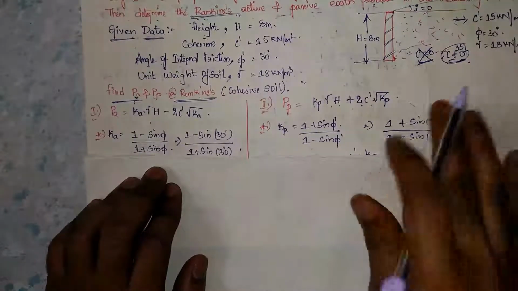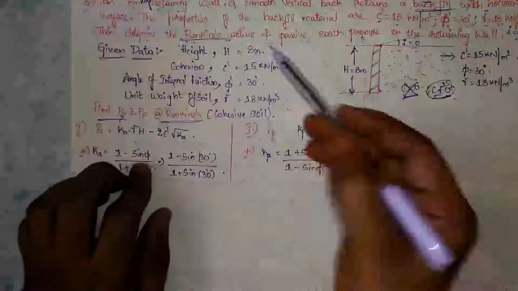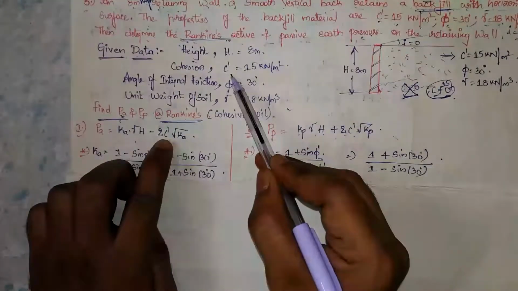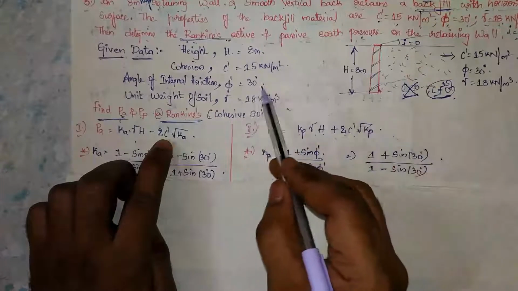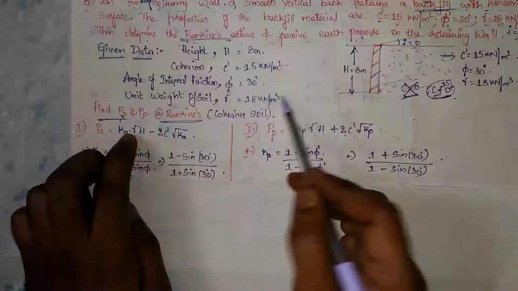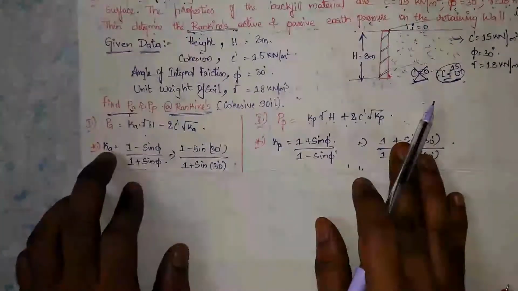So for the checking purpose, check here. Height has been given, okay. Next, the cohesive force has been given, right. And next phi has been given, okay, done. Next, the unit weight is also given, okay, right. So solve the problem. So Ka equals how much?